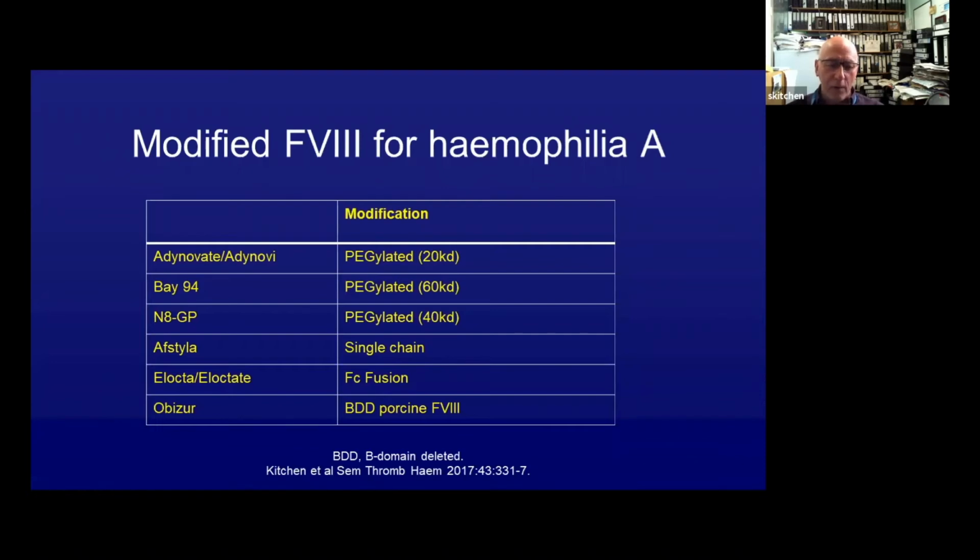We now have a situation in which a number of modified forms of factor VIII are available. This is really good for patients. We've got extensions to half-life generated by pegylation in 3 products here, all now licensed for use in some countries. We've got a modified form of factor VIII here, a single chain molecule, and we've got other available modifications, and some of these at least have an extension to half-life, and of course that's good for treating patients. But what about the implications for assays?